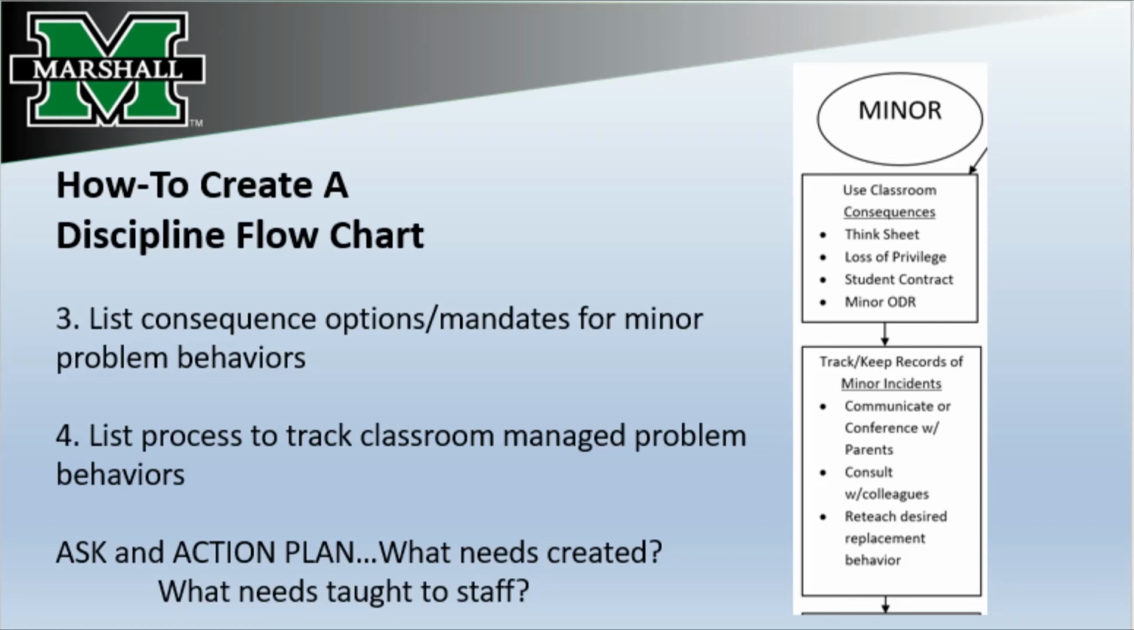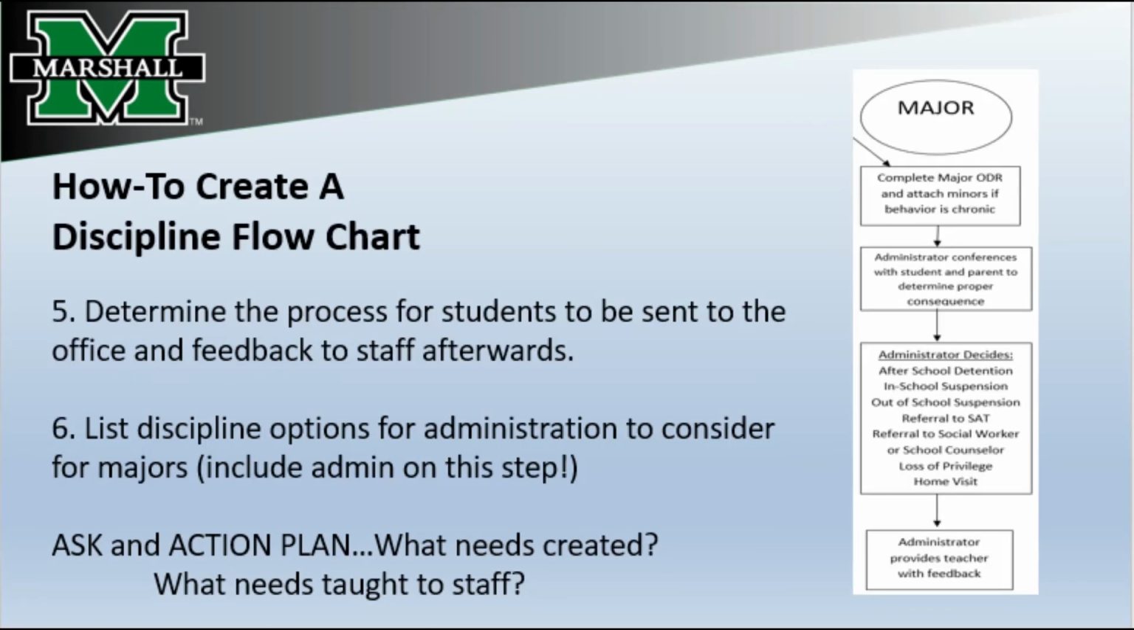What consequences are mandatory for minor behaviors and which are at the teacher's discretion? What steps should the teacher follow to record minor behaviors? The team will need to review the school handbook and discipline policy to ensure alignment of policies. Also, create an action plan for teaching staff the new process for managing classroom behaviors. The team will also follow the same process to determine the consequences and plan for major behaviors.